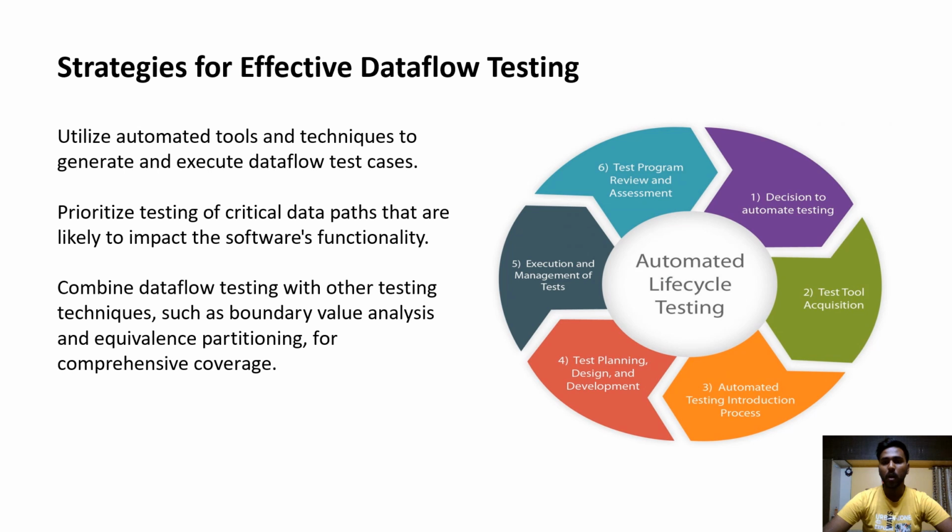Now we'll see about the automated testing lifecycle. The first one is decision to automate testing. Next one is testing tool acquisition. Third one is automated testing introduction process. Fourth one is test planning, design and development. Fifth one is execution and management of tests. The next one is test program review and assessment.